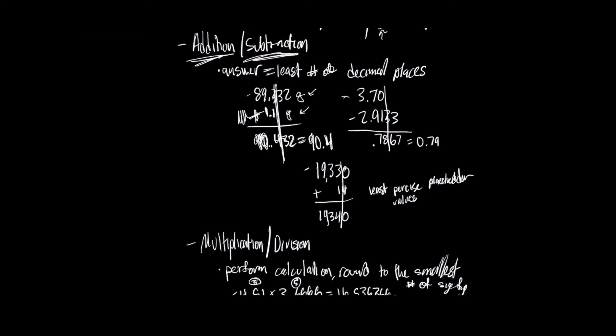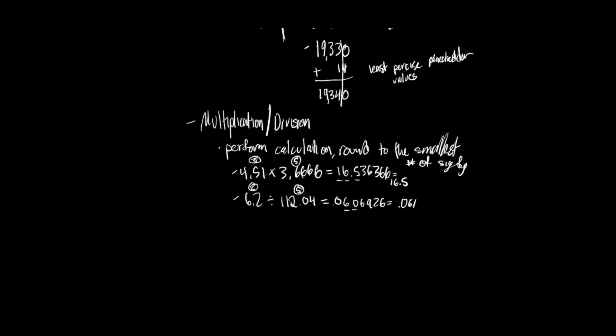Same kind of thing here. 3.7 minus 2.9133. You've got to draw the line and give the answer to the least number of decimal places, 0.979 in this case.